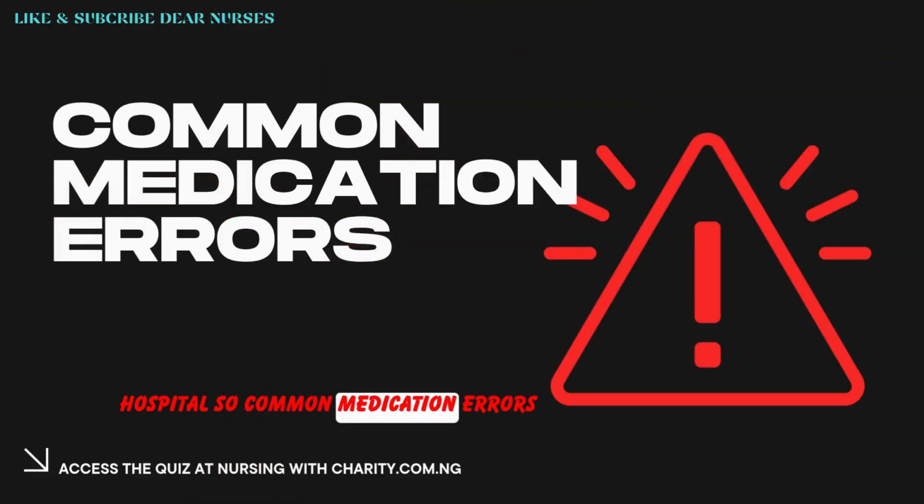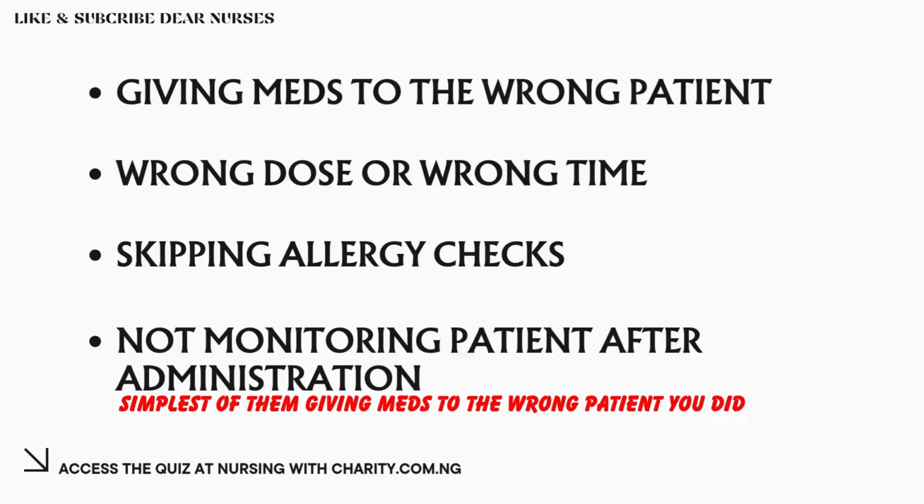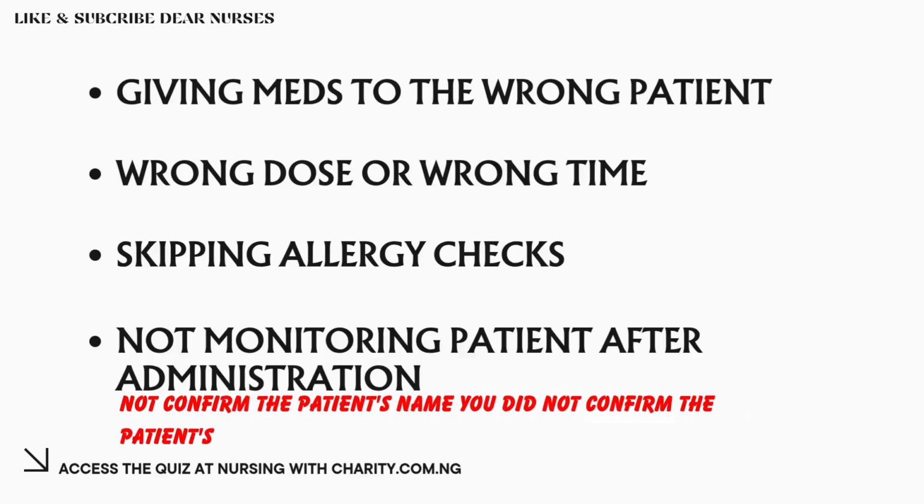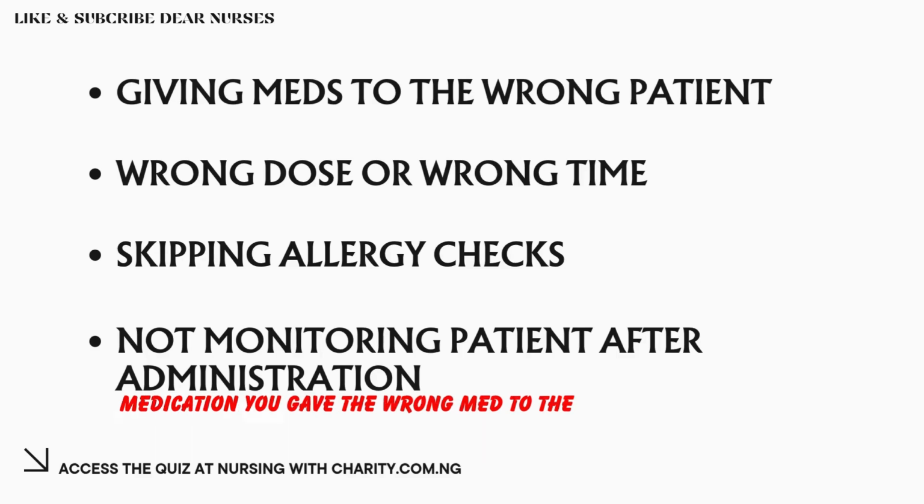So, common medication errors. There are so many medication errors, but I gave the simplest of them. Giving meds to the wrong patient. You did not confirm the patient's name. You did not confirm the patient's medication. You gave the wrong med to the wrong patient. Another one, wrong dose or wrong time. Instead of you giving 1 ml, you gave 1.5 ml, or you gave 1.2 ml. It is still a wrong dose. Another, wrong time. You are meant to give this patient this medication by 2 p.m. and you gave this patient by 2:30 p.m. That is a medication error.